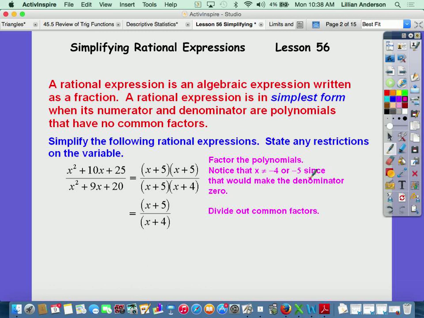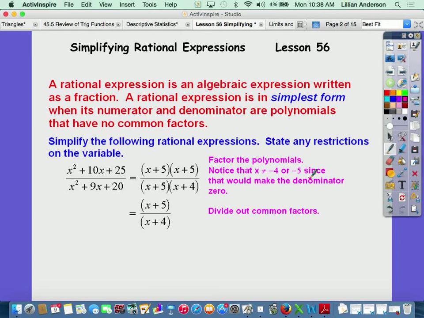A rational expression is an algebraic expression written as a fraction. Your numerator is an expression, quadratic, linear, whatever. The denominator is the same thing. A rational expression is in simplest form when the numerator and the denominator are polynomials with no common factors.